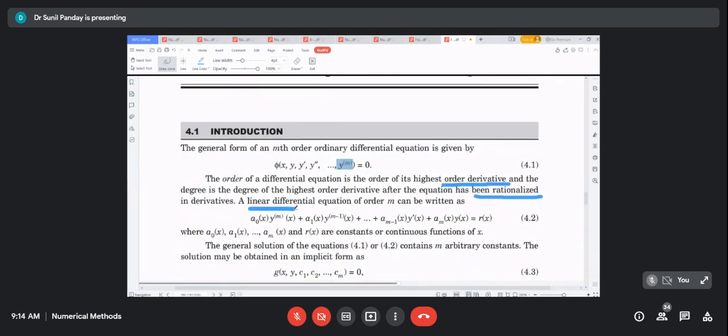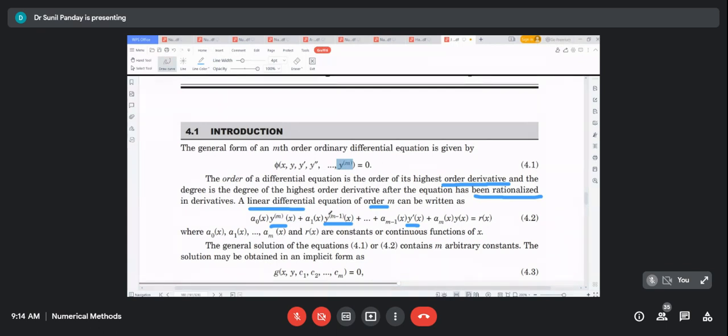Then we have a linear differential equation of order m, which can be written like this. When we say linear, it means that there is no multiplication of derivative terms or the dependent variable y together, and there are no terms like derivative powers, such as (dy/dx) squared or (dy/dx) cubed. These kinds of terms are not present in the differential equation. Then we say it's linear.